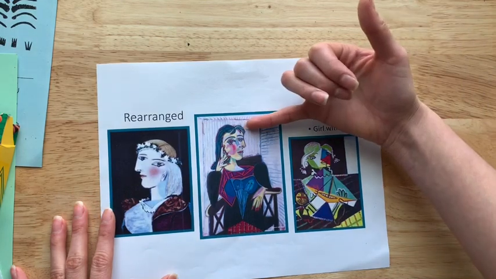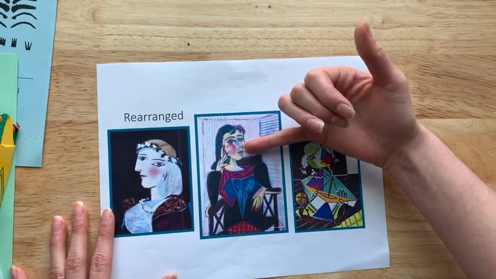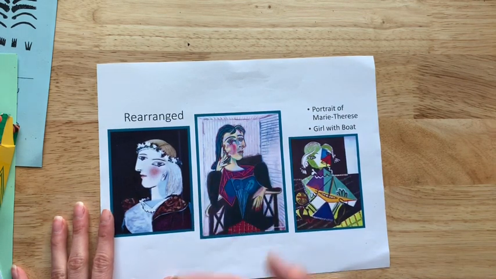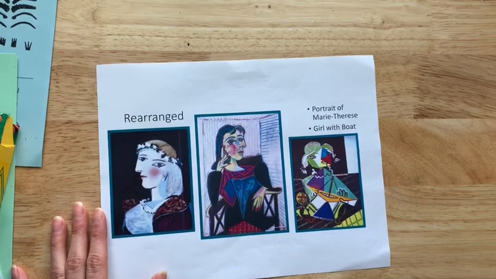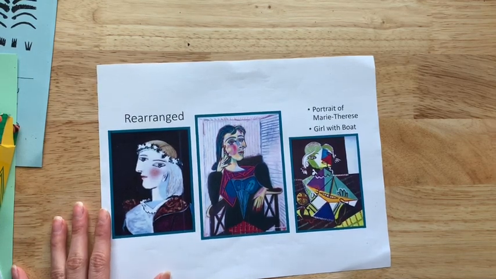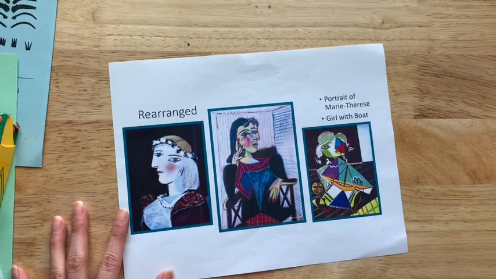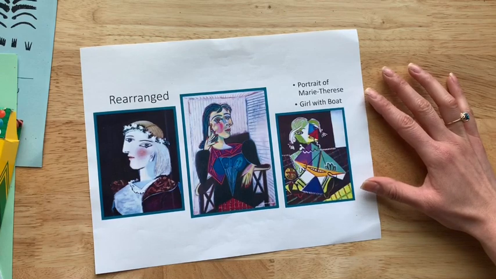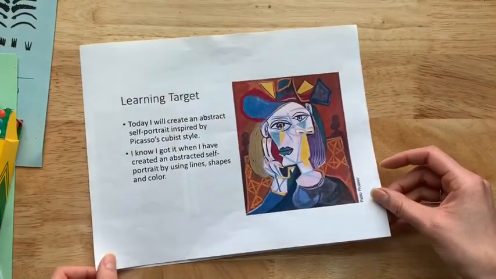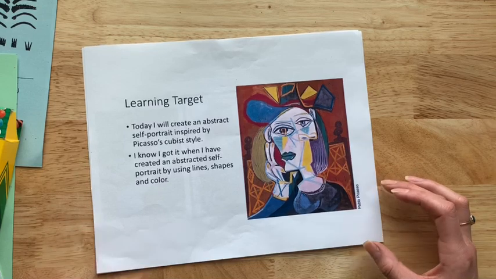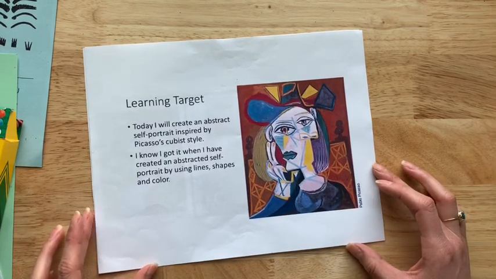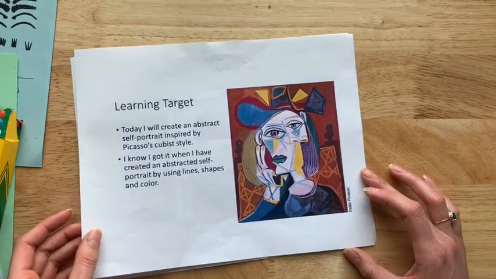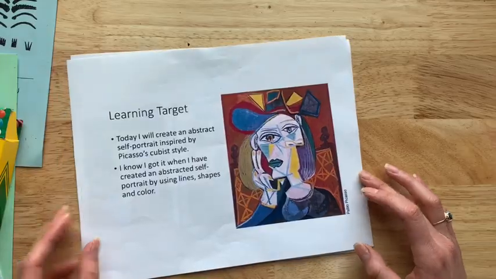So if you were, for example, this piece here, you can see the side of this woman's nose, but you can still see the other eye there, okay, that you would normally not be able to see if she was facing just towards one direction. Same thing over here, okay? And then there's a picture with the girl with the boat as well, okay? So our learning targets, today I'll create an abstract self-portrait inspired by Picasso's Cubist style. I know I got it when I have created an abstract self-portrait by using lines, shapes, and color, and we need to make sure that we abstract ourselves as well, okay?